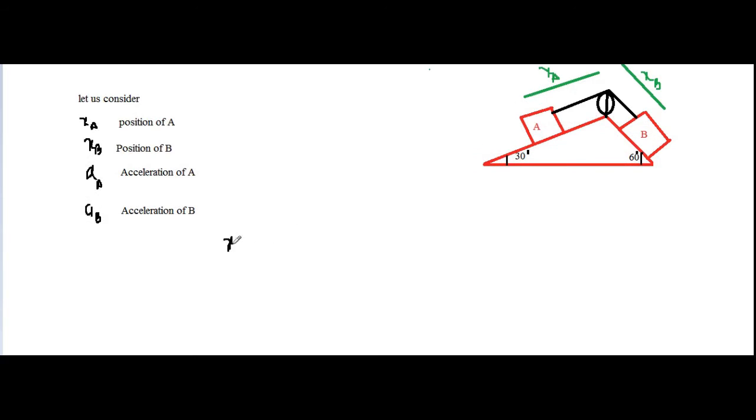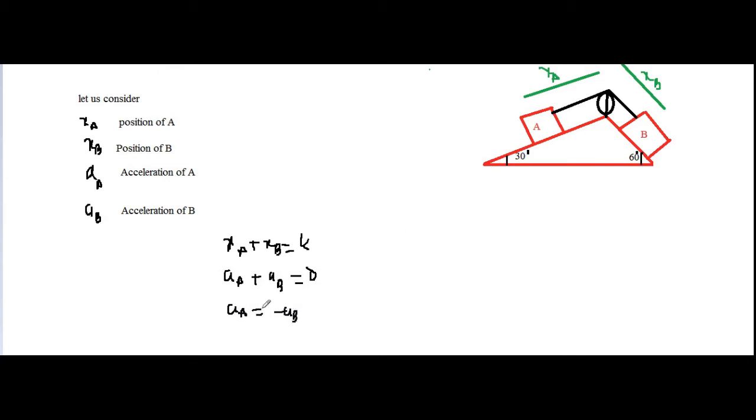Now friends, what we can write is XA plus XB equals a constant, isn't it? Because this is a continuous rope. So if we differentiate this, we easily get VA plus VB equals 0. If we differentiate the velocity again, we get acceleration of block A plus acceleration of block B equals 0. So this is the relation we get. So we can write acceleration of block A equals negative of acceleration of block B.